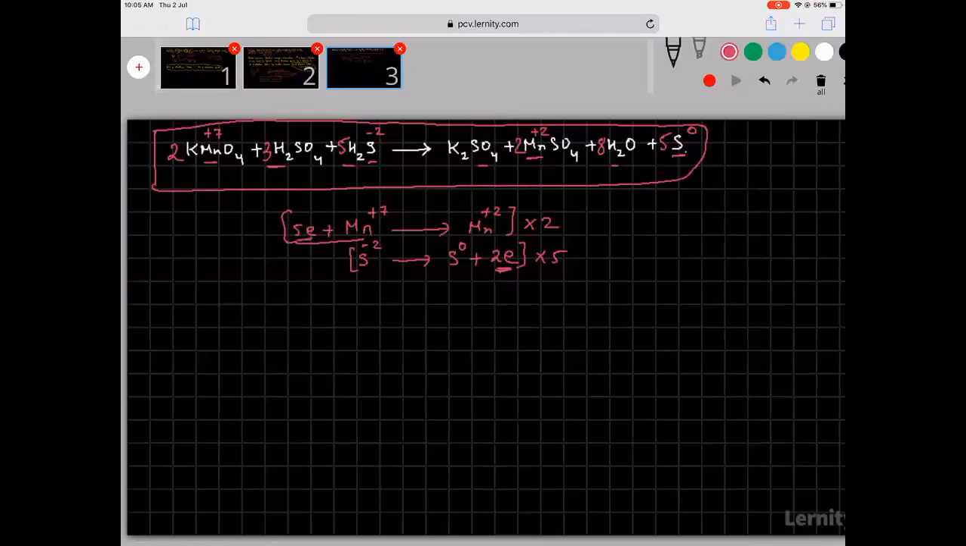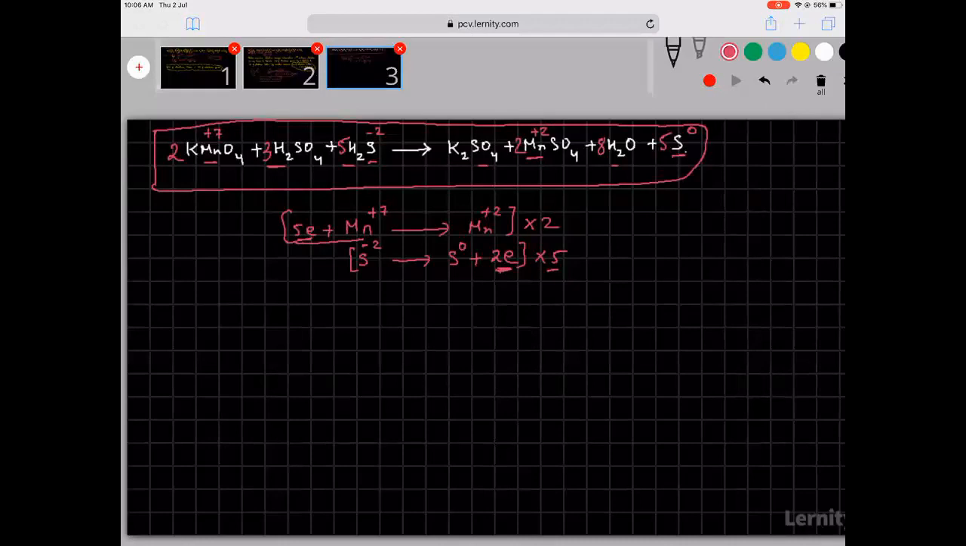So how is this possible? This is not possible, right? I cannot have half an electron. I cannot make sulfur give only 1; sulfur can give 2. I want 5 or multiples of 5, so I multiplied it by 5, so that the LCM of 5 and 2 is 10. Now they will both give 10, so that the number of electrons given is equal to the number of electrons taken.